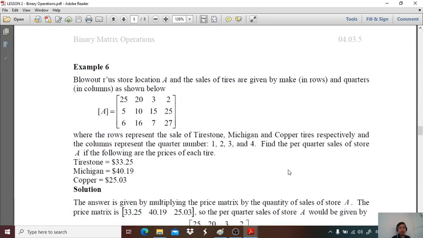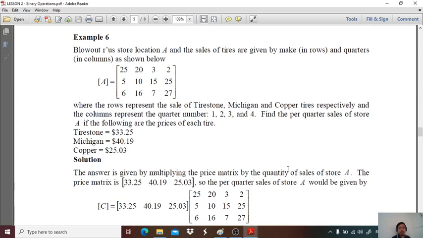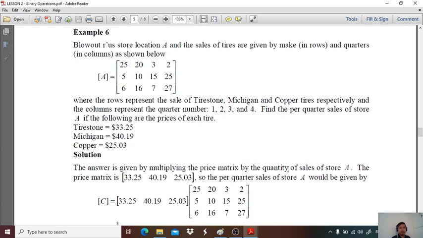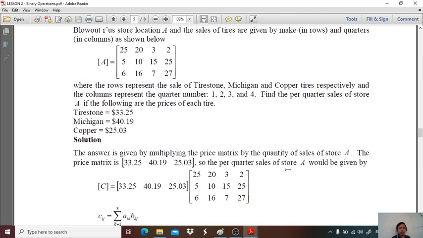So this is example number 6. So we have sales of tires of Blowout Roofs, store location A. So we have to find the sales per quarter. So we have to use multiplication since this is the price per tire of each kind of tire. We have Tarstone, Michigan, and Copper.